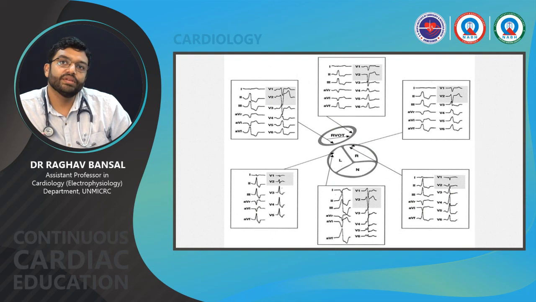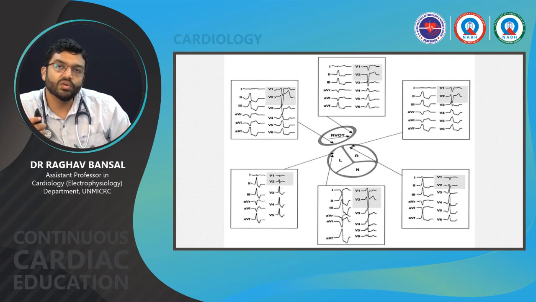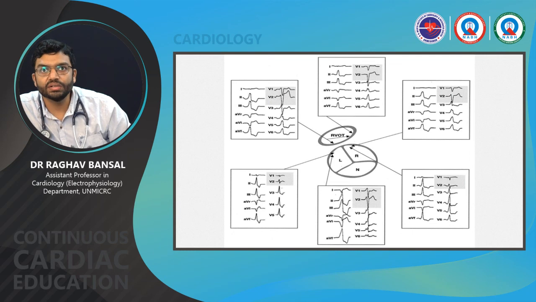This is another diagram. If we see carefully, on the top of the figure, it is arising from the RVOT, the posterior RVOT. V1 is a QS complex, completely negative. If you look at the right side of the figure, as it is arising from the RCC, there is a small R wave in V1 and V2, which would be the main differentiator between the RVOT and the RCC.